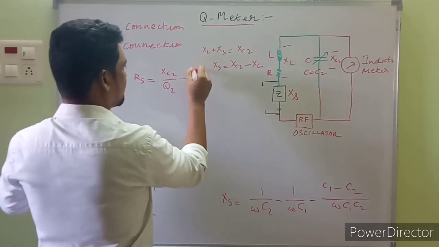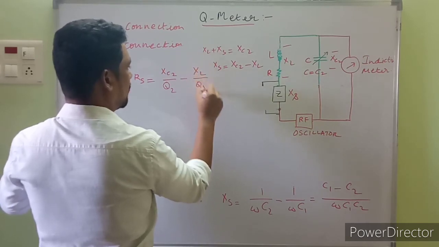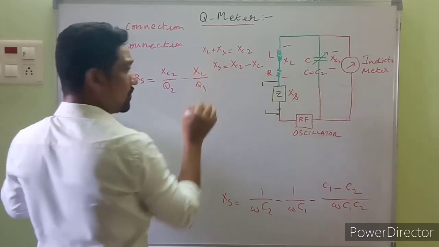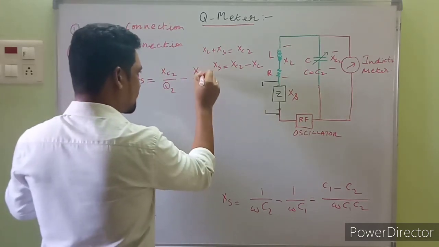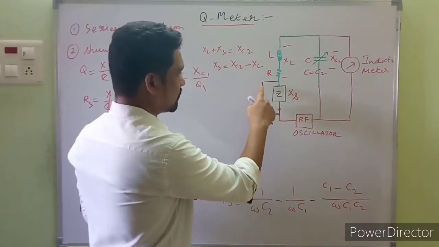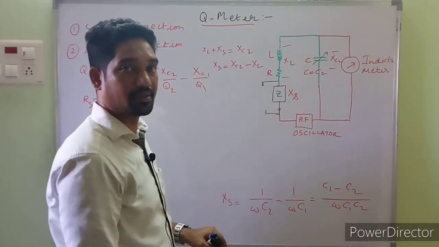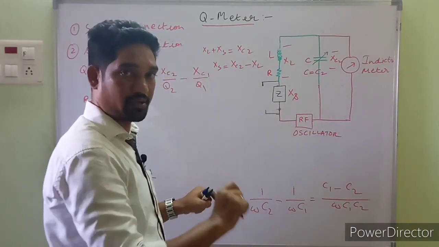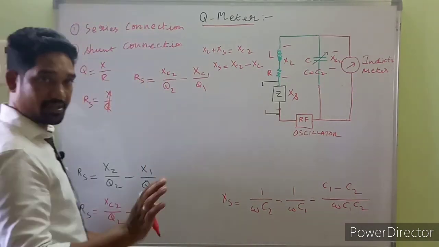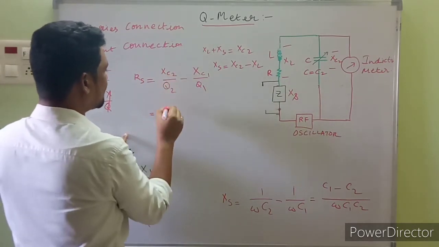What will that be? XL by Q1, or else XL by 1. Rewriting here itself, it's XC1. Why? Because in the beginning, for the first condition, when this was closed, in the absence of this, XC1 is equal to XL. Recollect that one, write the notes, right? This is where I got this one. Is that clear? Now XC2.